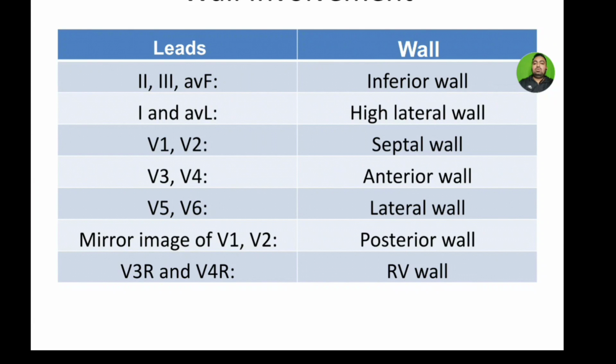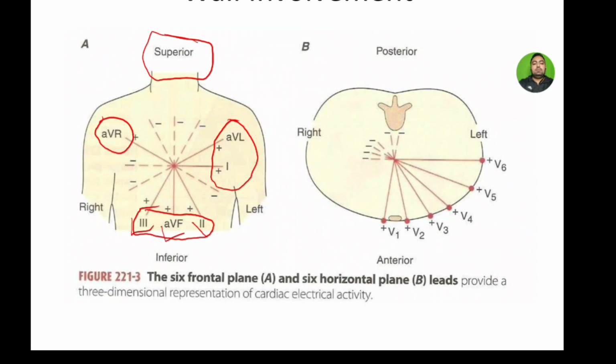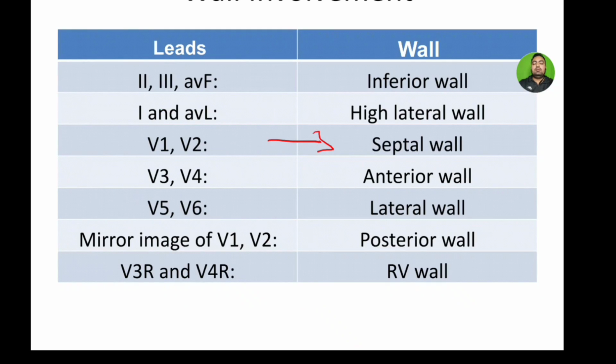V1 and V2 are supplying the septal portion of the heart.